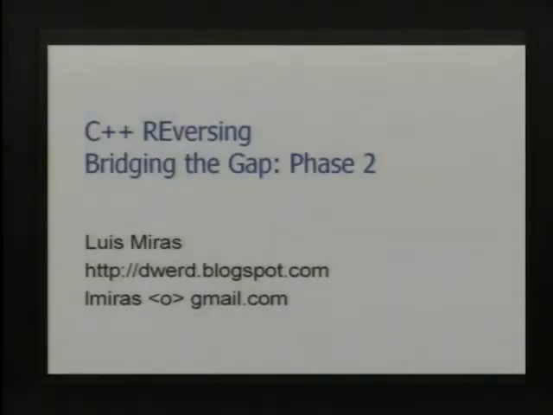This talk's on C++ reversing, how it's different from C reversing, and how we can use disassemblers and debuggers together. It's a little bit of a continuation from my talk at DEF CON. So I'm going to review some of the stuff I covered there just as an overview, and then I'm going to go into what's specific to C++.